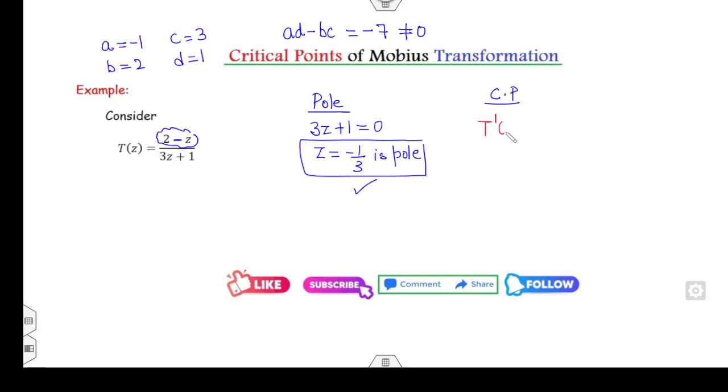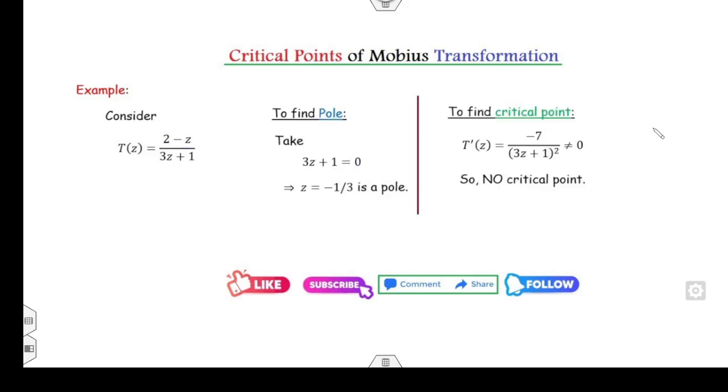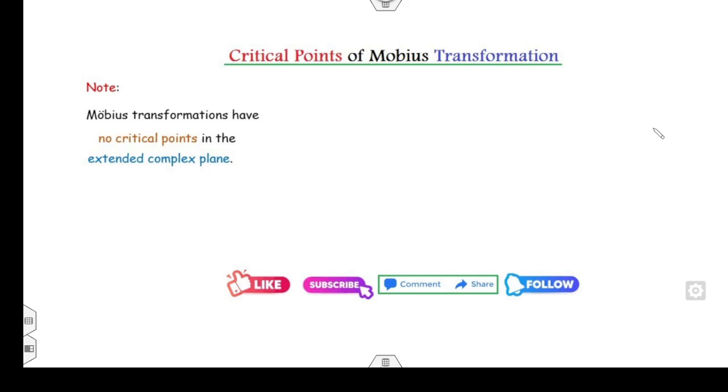We can find the value of t dash of z. The denominator becomes (3z + 1) whole square, and the numerator is AD minus BC. Again, you can see this number is non-zero. Now, because we have seen that any Mobius transformation has no critical point in the finite domain, or you can say in the finite complex plane.